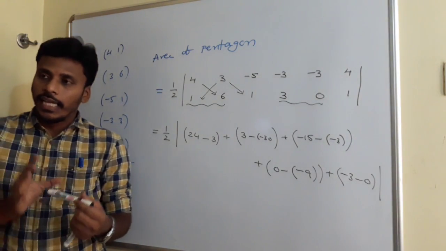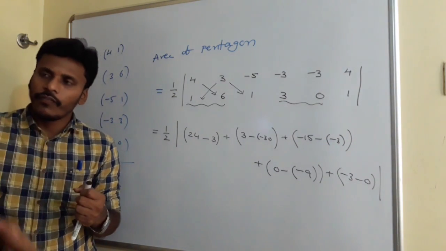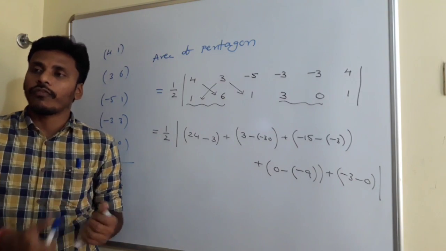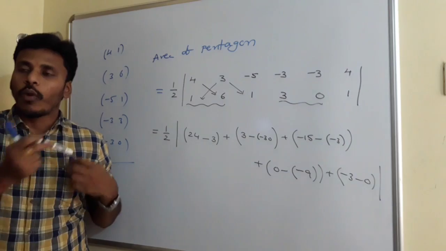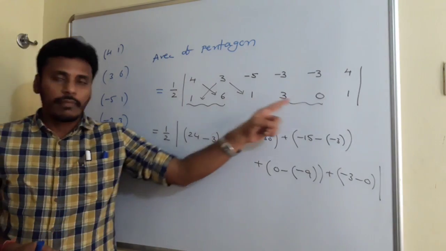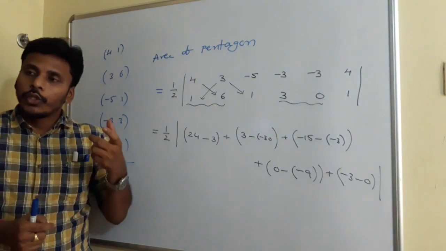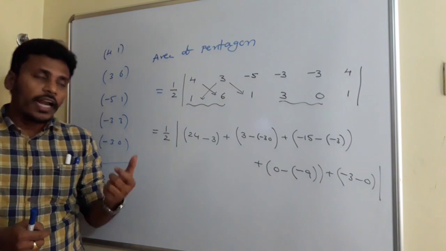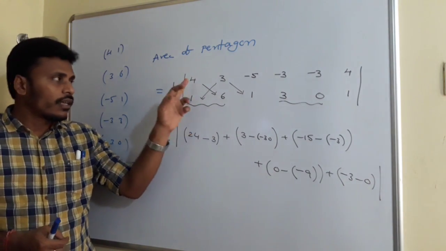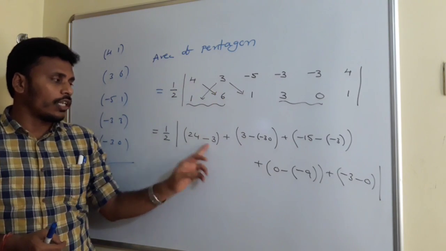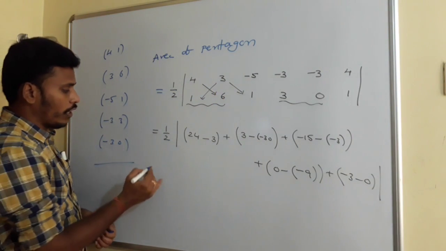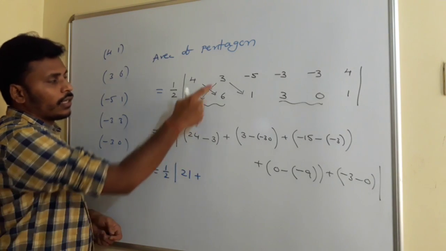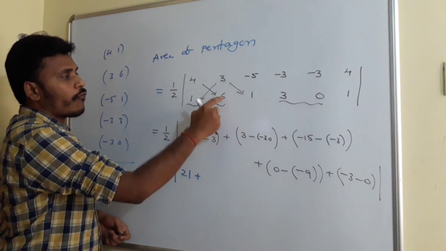So to find the area for a triangle, maybe for a quadrilateral, maybe for a hexagon, and for every polygon of these types, you need to write the coordinates of the points in such a manner, and afterwards you need to apply the crisscross technique for every block of 4 elements. And if you apply that for this, 4 into 6 minus 1 into 3, what is the value of this? It is 21. So this is half mod 21, plus 3 into 1 is 3, minus of minus 30.